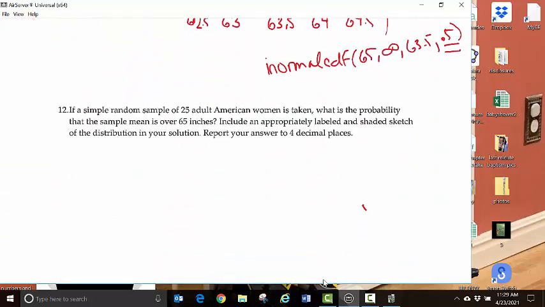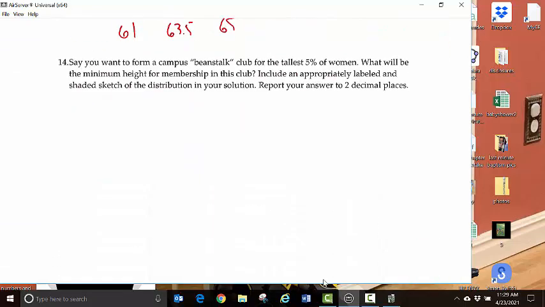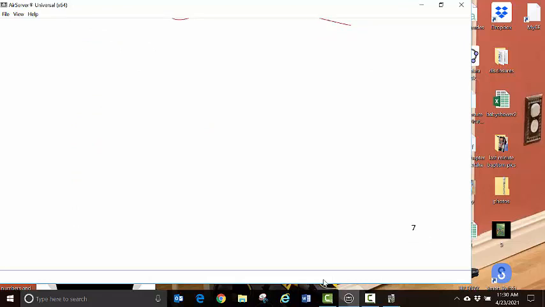Yeah, they have that on there twice. So unless they're saying based off of your sample, then it would change a little bit, but that's stupid.